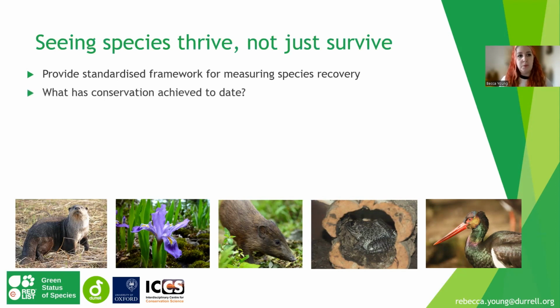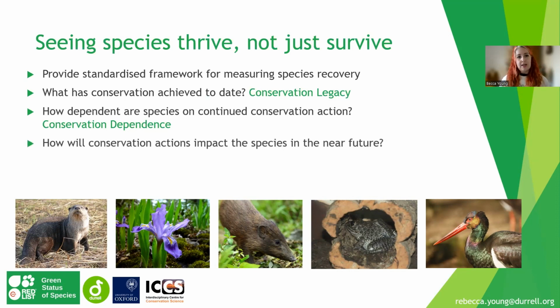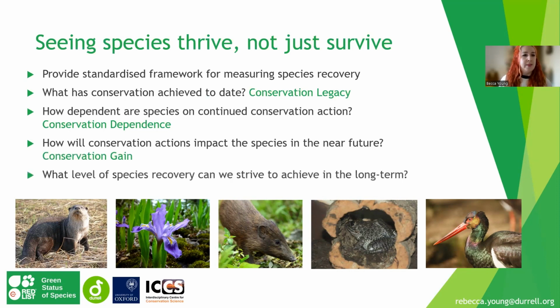And then some really big questions we wanted to understand is, what has conservation achieved to date? And so the metric we use to measure this is the conservation legacy. And as I said, I'll come back to these and give you a bit more information about them. We want to know how dependent species are on continued conservation action. And this is reflected in a metric called the conservation dependence. We want to understand how conservation actions are expected to impact the species in the near future. So this is represented by the conservation gain. And thinking about that kind of long-term aspiration, we want to know what species recovery we could strive to achieve in the long run. And this is the recovery potential.